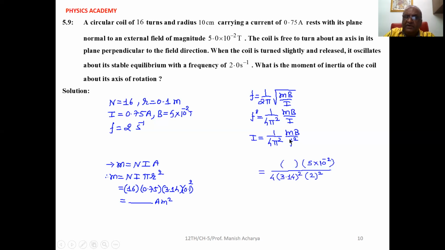Now substitute the value of m, which we calculated here. Then B is given to you, 5 into 10 raised to minus 2 Tesla, upon 4 pi square, that is 3.14 square, f square, f is given to you as 2, so 2 square. Now solve this one, you will get the answer in kilogram meter square. Clear to all of you?